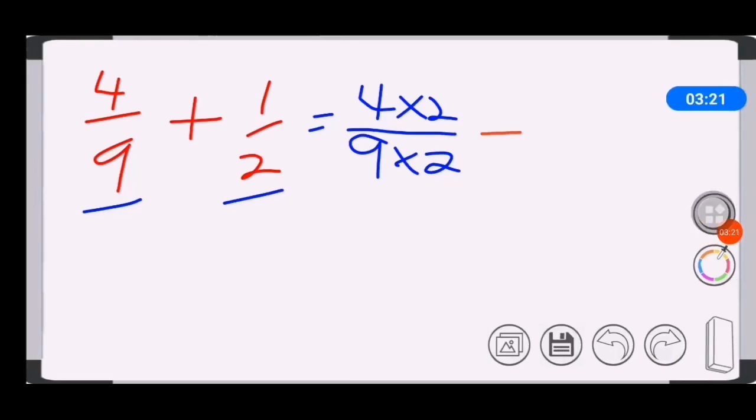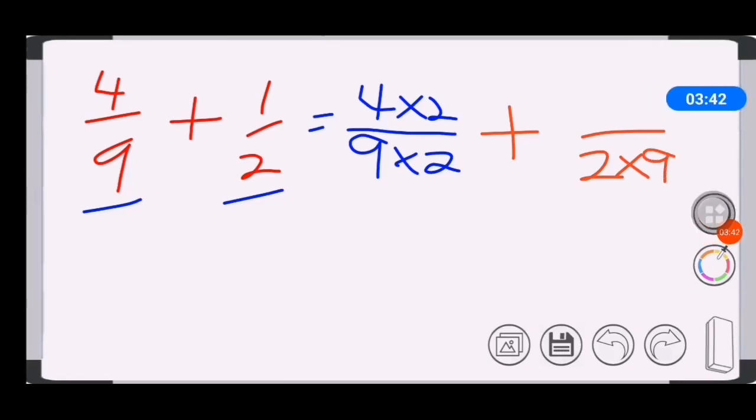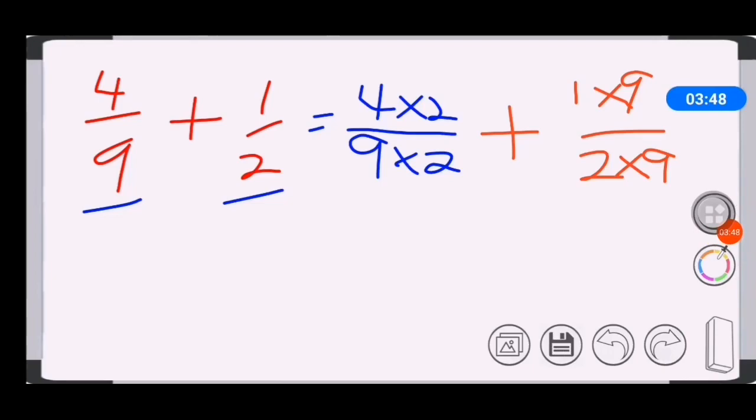So we continue. This is plus. I come to the second part here. I do the same thing I did. How do I change the 2 to 18? By multiplying it by what? By the 9. So that is going to be 2 times 9. What I did for the denominator, I do the same thing for the numerator. It's 1 times 9 in that order. Good. So my next step will be simplification.